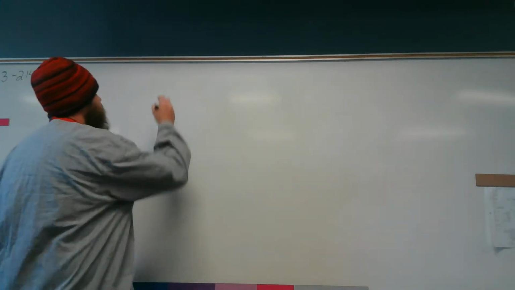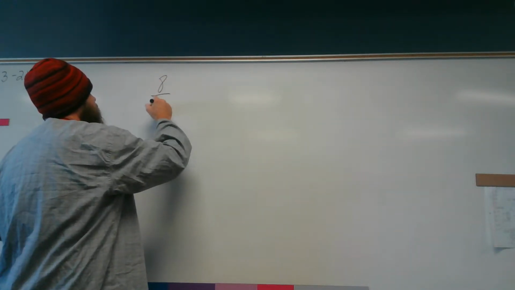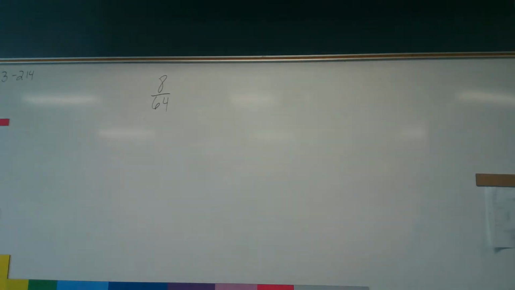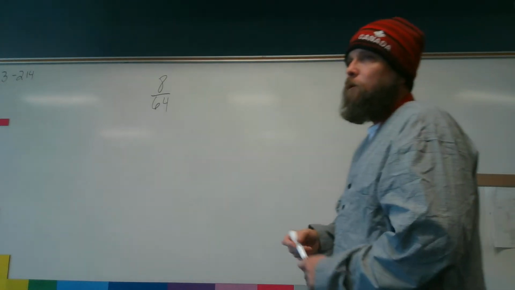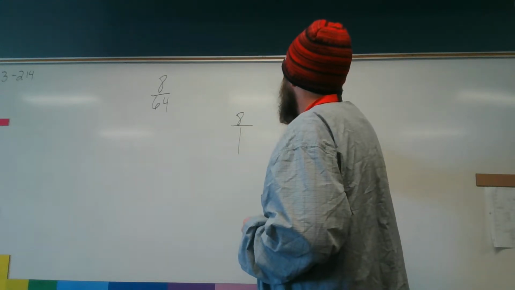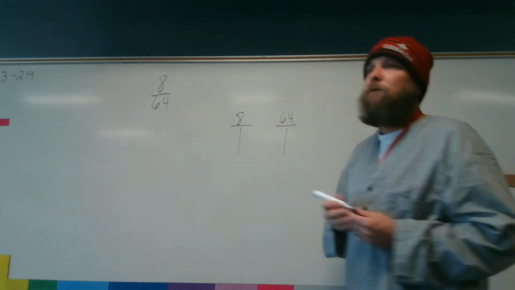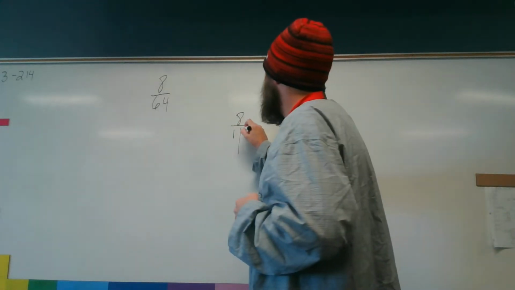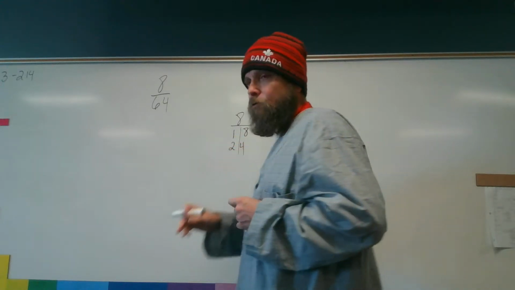Our first fraction, number 1, was 8/64. You should already have this done in your journal. But let's start off by listing the factors of 8 and the factors of 64. So Bryce, what are my factors of 8? 1 times 8 and 2 times 4. Good. 1 times 8, 2 times 4.